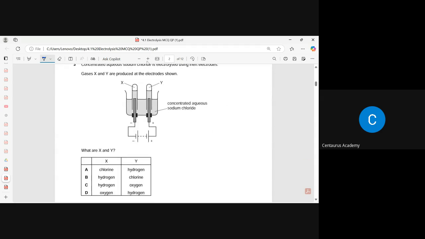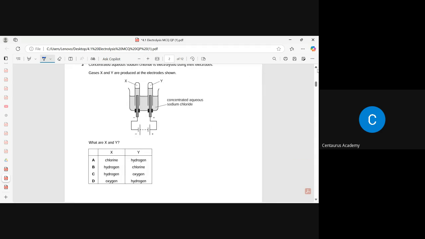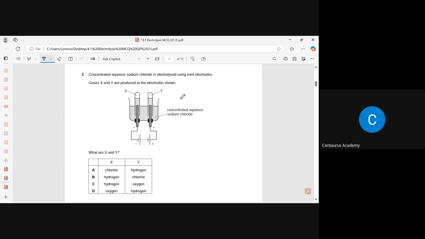Look into this question here. This one says concentrated aqueous sodium chloride is electrolyzed using inert electrodes. Gases X and Y are produced at the electrodes shown. What are the gases X and Y?